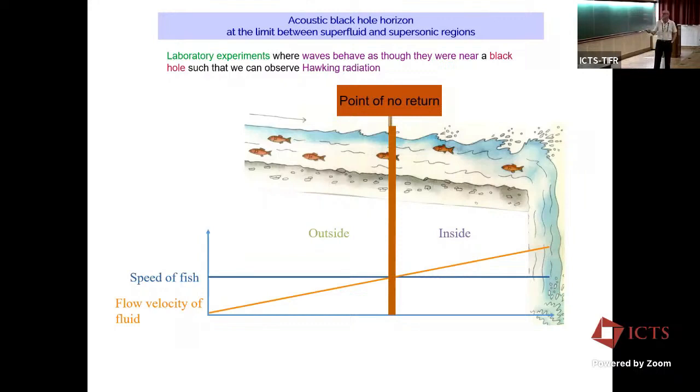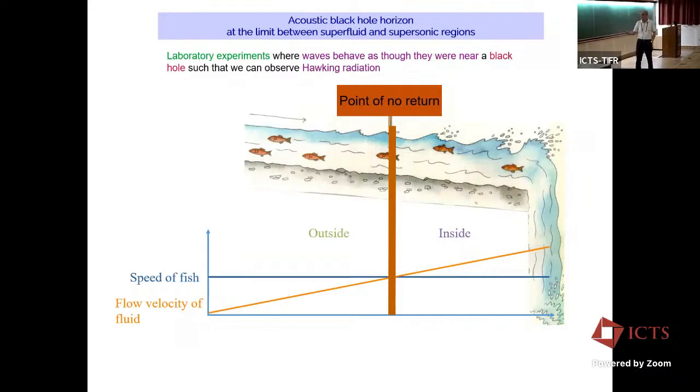So the idea is to use this waterfall configuration, and as Iacopo already explained, we have here the equivalent of an acoustic horizon, because this fluid is transonic. We have a region here in which the fluid is subsonic, and here is supersonic. So then the excitations on top of the fluid that are represented here by this fish cannot cross this point, which is the equivalent of a horizon.